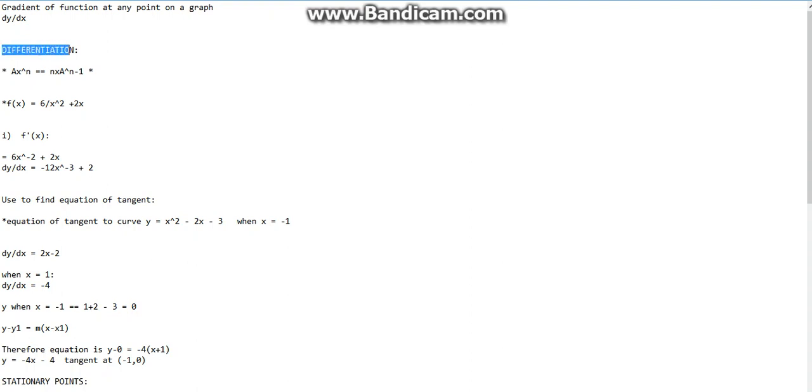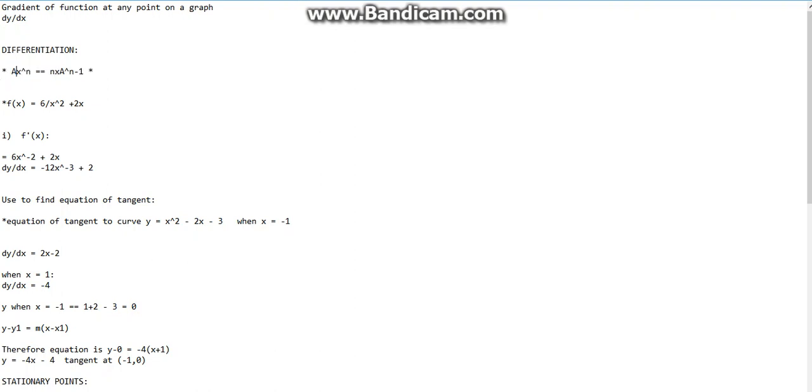Differentiation. Alright, so basically what we do with this is we use it to find the gradient of a function at any point on the graph. And in the exam, you might ask, well Ethan, what does the equation look like? Well, I've made one here just for you.